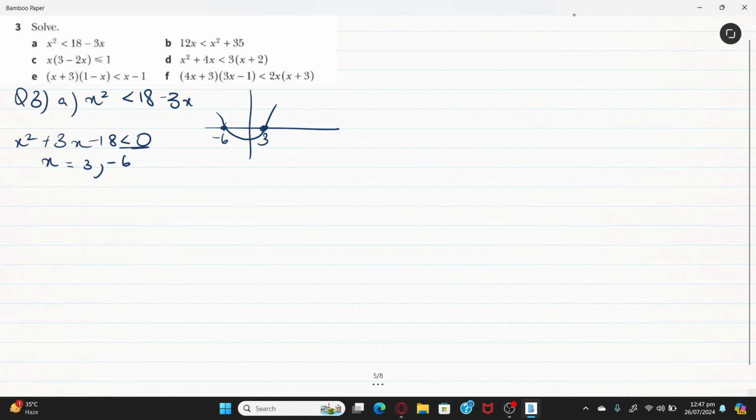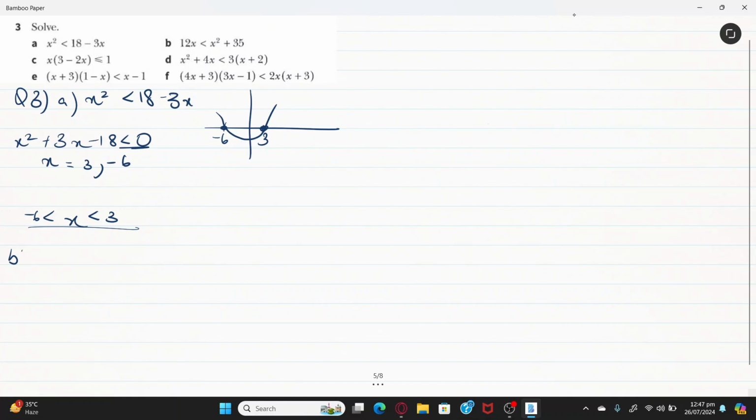So we are going to say that whenever x is greater than -6 and lesser than 3, that is, whenever it's between these 2 points, it's going to have a negative value, which means the values which are lesser than 0. So that's it.